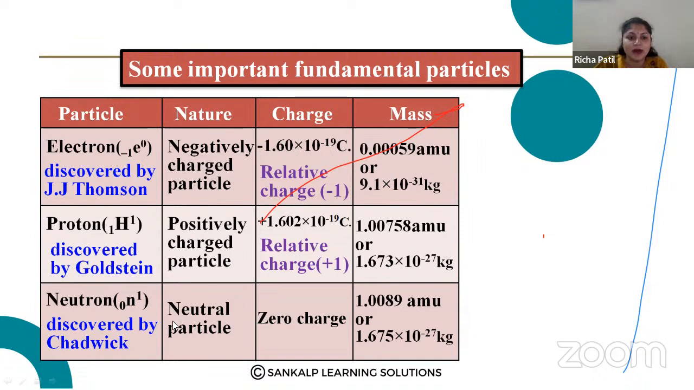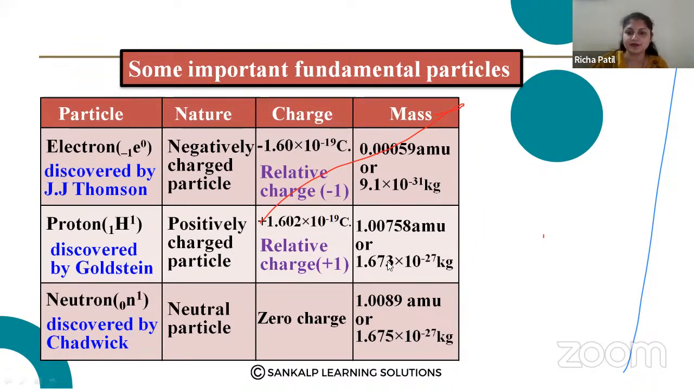Then the next fundamental particle was neutron. Neutron was discovered by Chadwick. It is a neutral particle, which means it is neither positive nor negative. It has zero charge. And the mass is 1.675 into 10 raised to minus 27 kg. So these are the fundamental particles of atom. Remember the scientist name, the charge, and the mass.